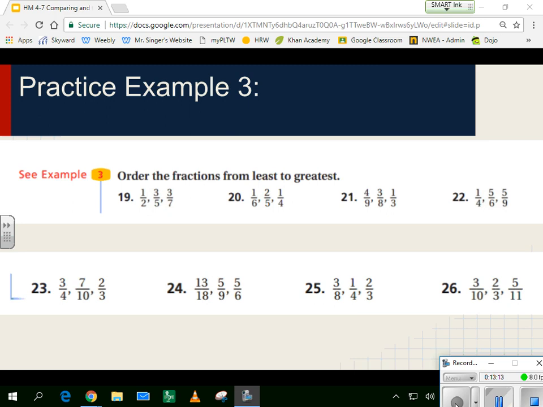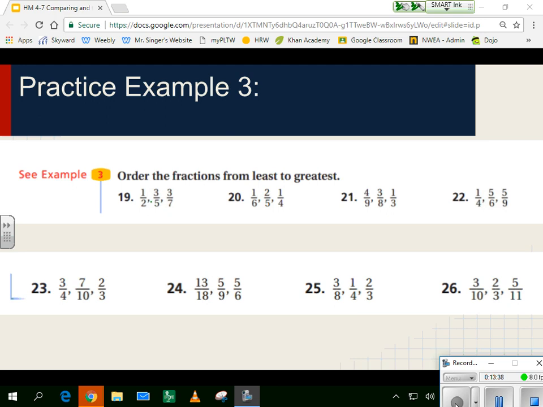Okay. So I have a lot of problems on the board here, but I only need you to do 20, 21, and 22. The other 4 are there if you wanted extra practice. I'm going to do 19 with you just to show you another example. So the first thing I have to do is find a common denominator. So if I multiply 2 times 5 times 7, that's going to give me a common denominator.